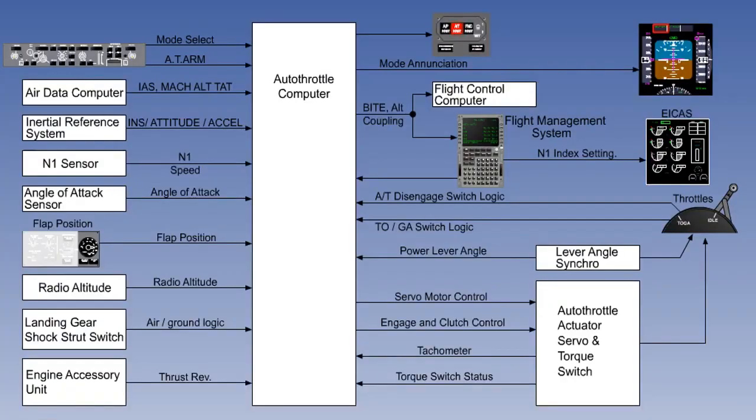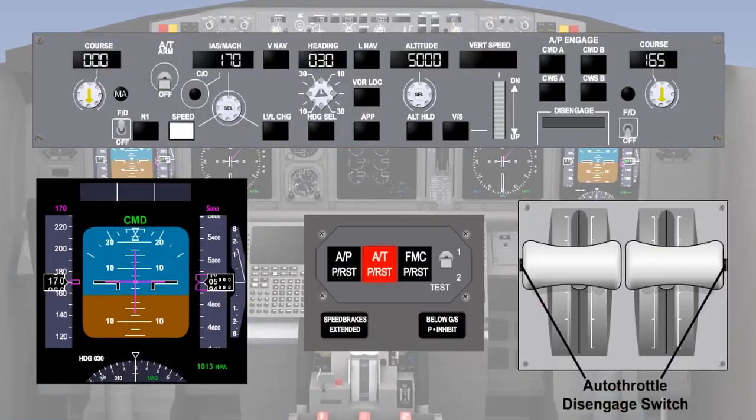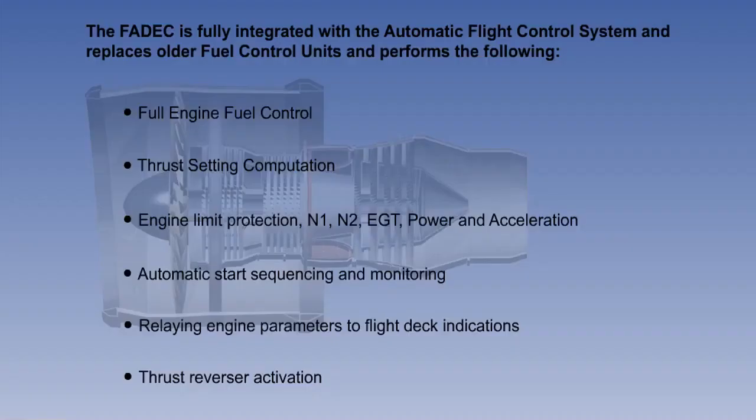During this lesson, you have learned about the components, inputs and outputs in a typical autothrottle system. You saw what was gained from the power management control system. Next, you saw the engagement and disengagement criteria. And finally, you learned what operations the FADEC system carries out.